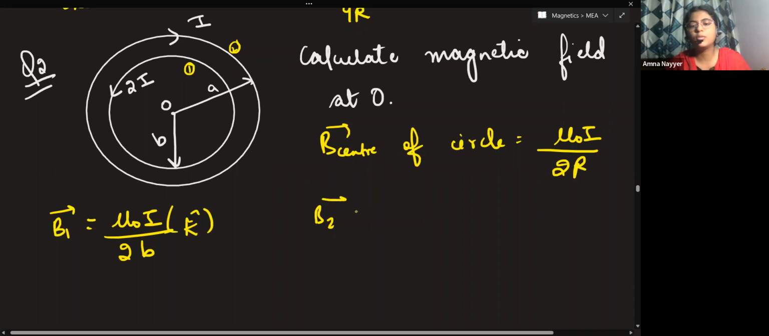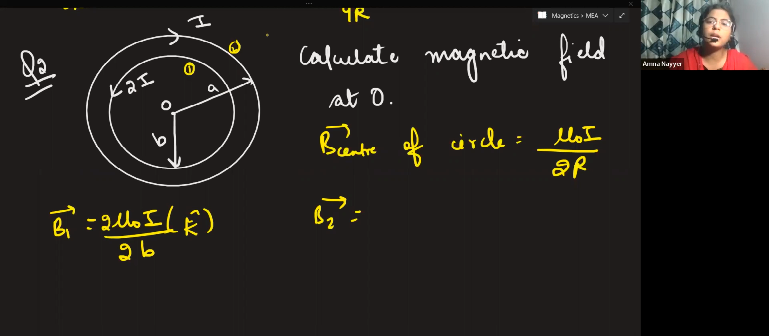Then you have to write B2. See, the initial and the most difficult steps are these only, to write B1, B2, B3 and all these. Ultimately, at the end, you have to solve it mathematically. So that's not tough, and even the calculations are easier. For B, we have to consider not I; current is 2I. So it will be 2 mu naught I by 2B.